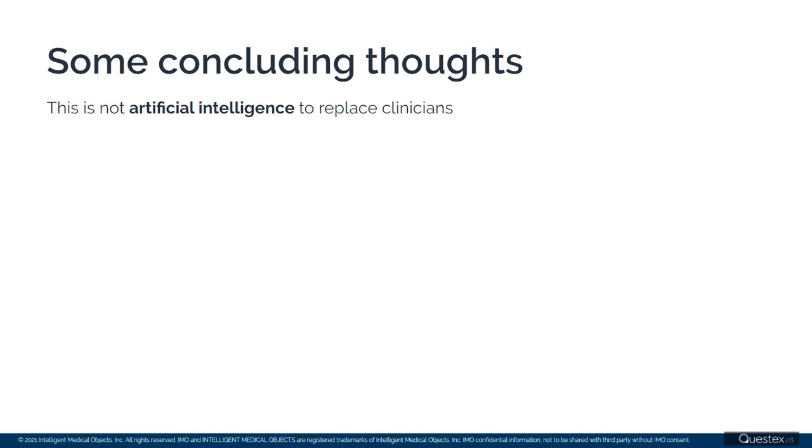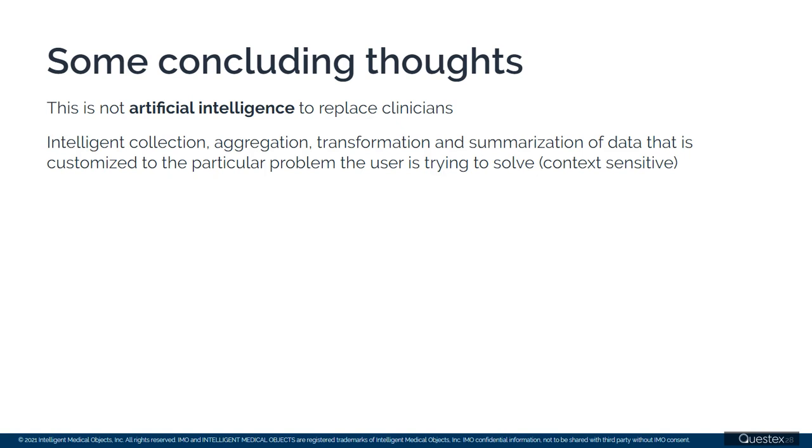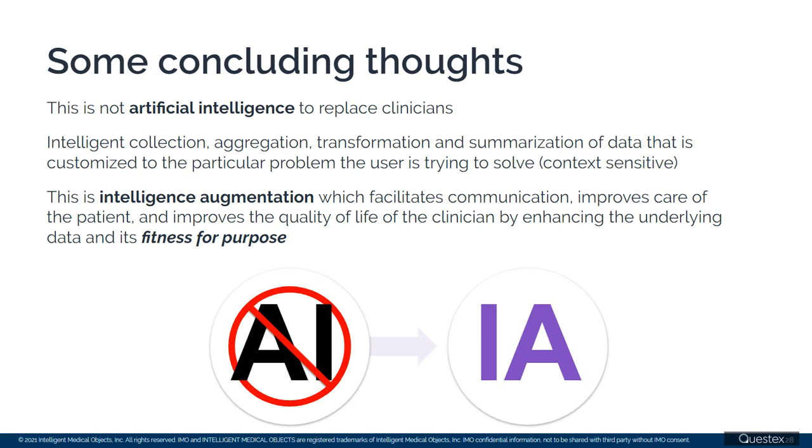And I just want to add some concluding thoughts, because there's a lot of talk about how big data and artificial intelligence is somehow going to solve this problem and replace clinicians. And there's certainly been lots of recent experience, whether it's Watson Health or Haven Healthcare, where there have been some significant challenges to this idea. And what I'm really trying to say is something different. And that is that if we intelligently collect, aggregate, transform, and summarize data, and do that in a way that can be customized to the particular problem we're trying to solve, really being context sensitive around the quality of that data and the questions we want to ask, then what we're doing instead is intelligence augmentation. We're basically facilitating the communication that I talked about that was so important in caring for patients, so that we can improve their care, as well as improve the quality of life of the clinician. And we do that by enhancing the underlying data and its fitness for purpose, injecting octane into our health information system so that our analytics are truly running as high performance engines.